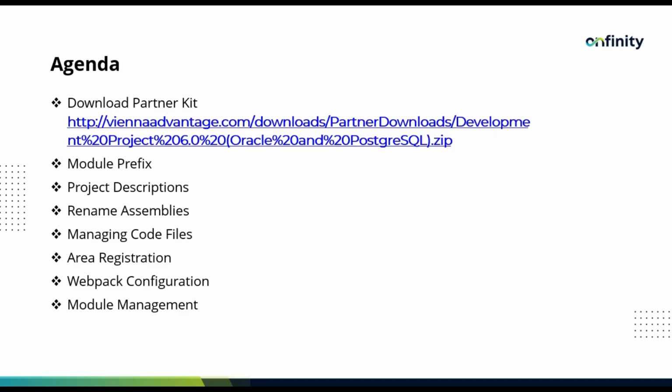After that, we'll understand the projects available in the partner kit. Then, we'll rename the assemblies that we'll use for our module from those available in the partner kit. Following that, we'll understand how the code files are managed within the partner kit, specifically which parts belong to which section. I'll explain that structure.